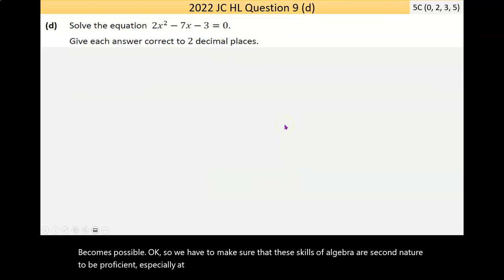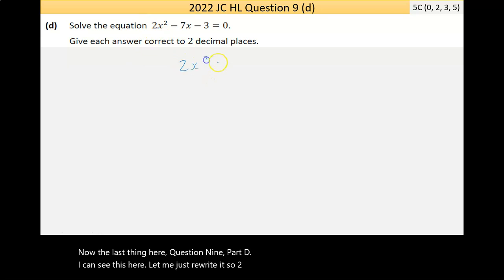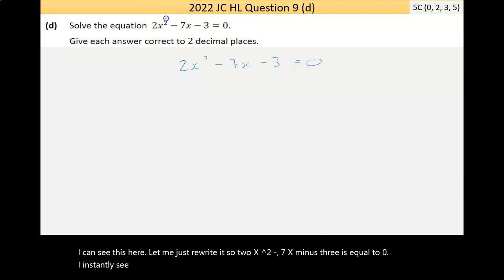Now, the last thing here, question 9, part D. I can see this here. Let me just rewrite it. So 2x squared minus 7x minus 3 is equal to 0. Now, I instantly see that this has biggest power 2, and it's all the one variable. So this is quadratic.